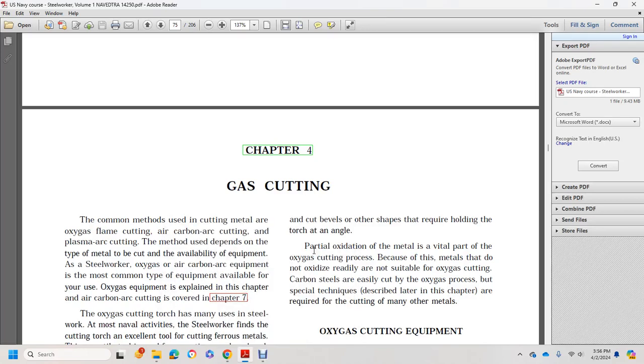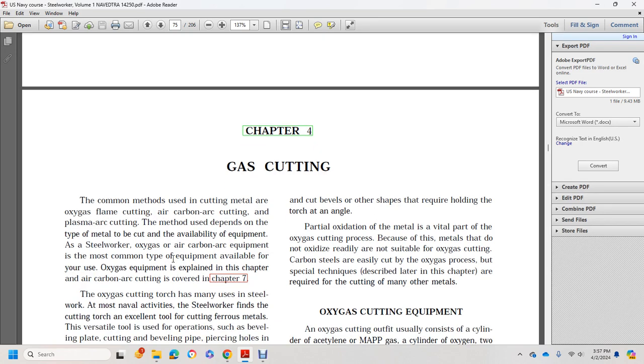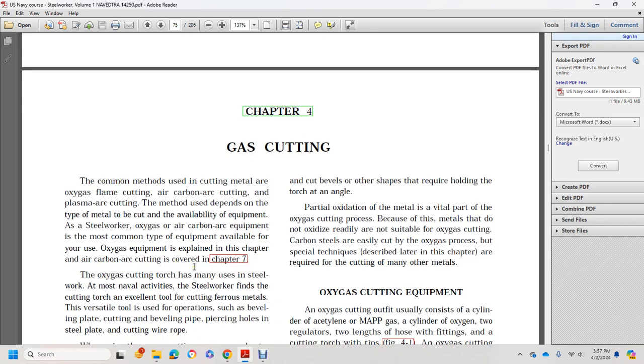Alright, Chapter 4, Gas Cutting. The common methods for cutting metal are oxy-fuel flame cutting, carbon arc cutting, and plasma arc cutting. The method used depends on the type of metal and the available equipment. As a Steelworker, the most common equipment available to you is oxy-gas and air carbon arc equipment, usually with acetylene. Oxy-gas equipment is explained in this chapter. Air carbon arc cutting is covered in Chapter 7.